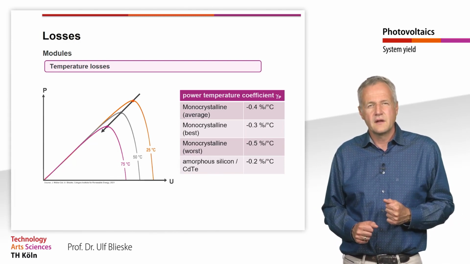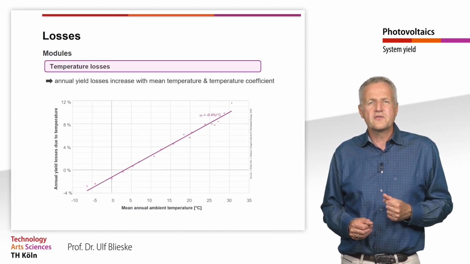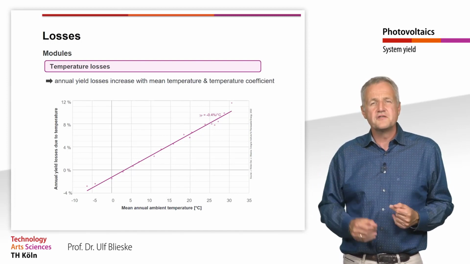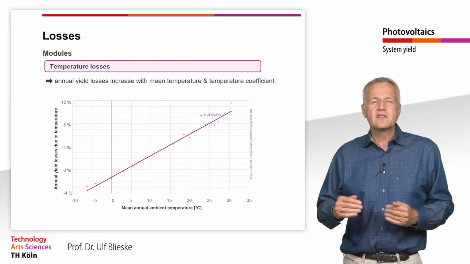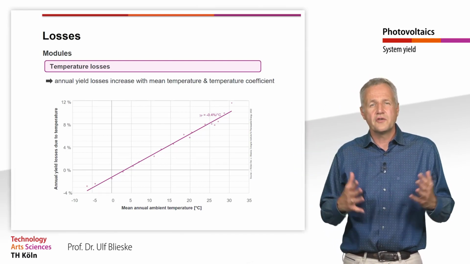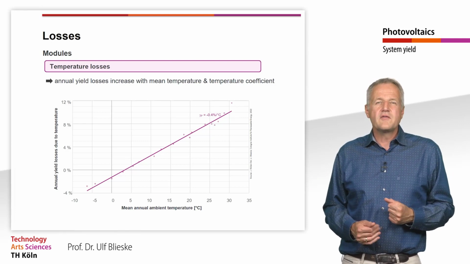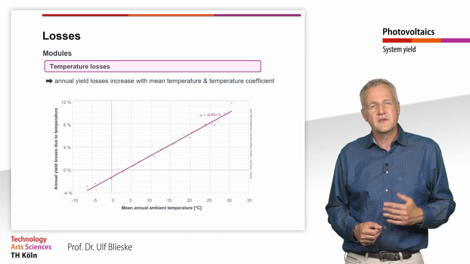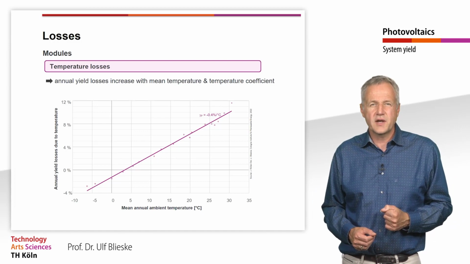ground-mounted systems. Let's see what amount of annual losses results from the temperature behavior for an average monocrystalline module with a temperature coefficient of minus 0.4% per degree Celsius. In general, losses increase with increasing ambient temperature and with the magnitude of the temperature coefficient. At very low temperatures, the PV power can even be several percent higher than it would be under STC conditions. In very hot areas, however, annual yield losses of up to 10% must be expected.